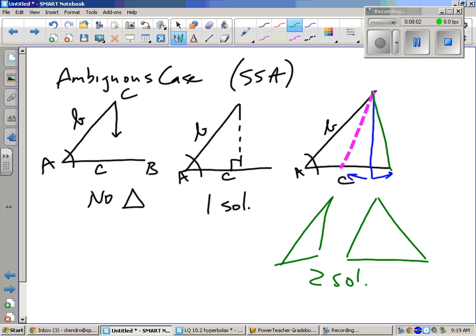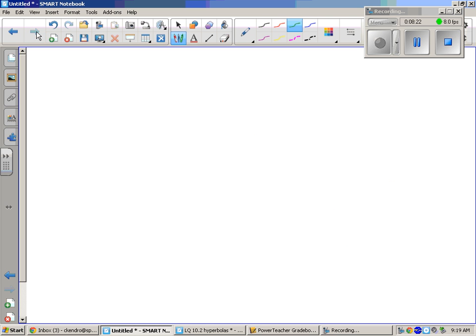Actually, you're given side A. These are all side A's that are given here. So you have side, side, angle in that order. C is the one we don't know yet. So let's do an example of each of those. All right, let's see which one this one is.